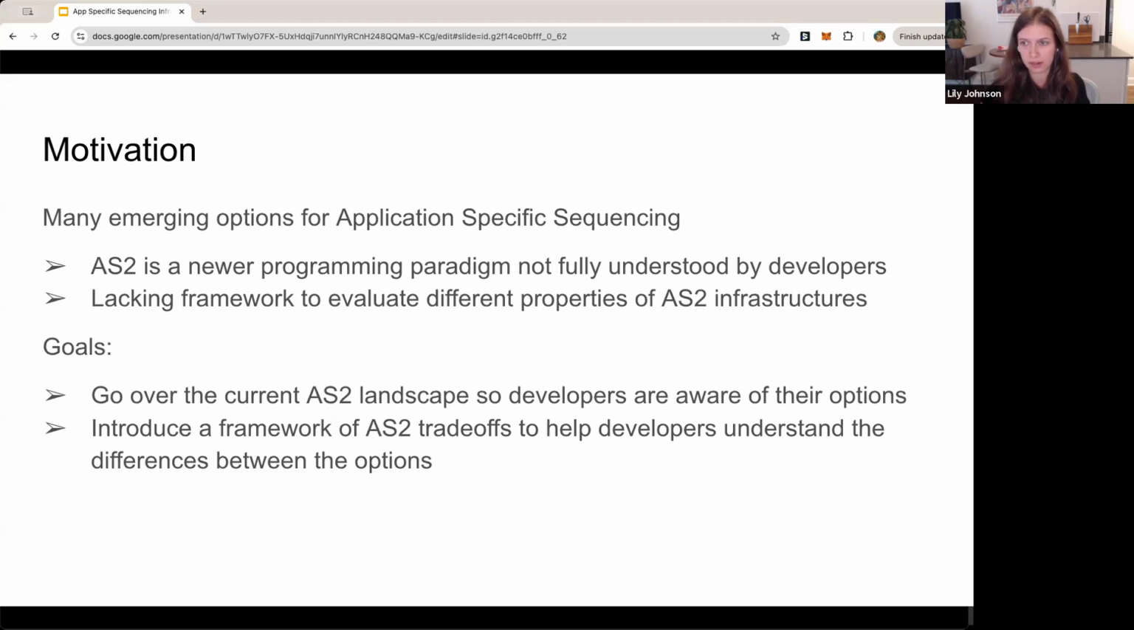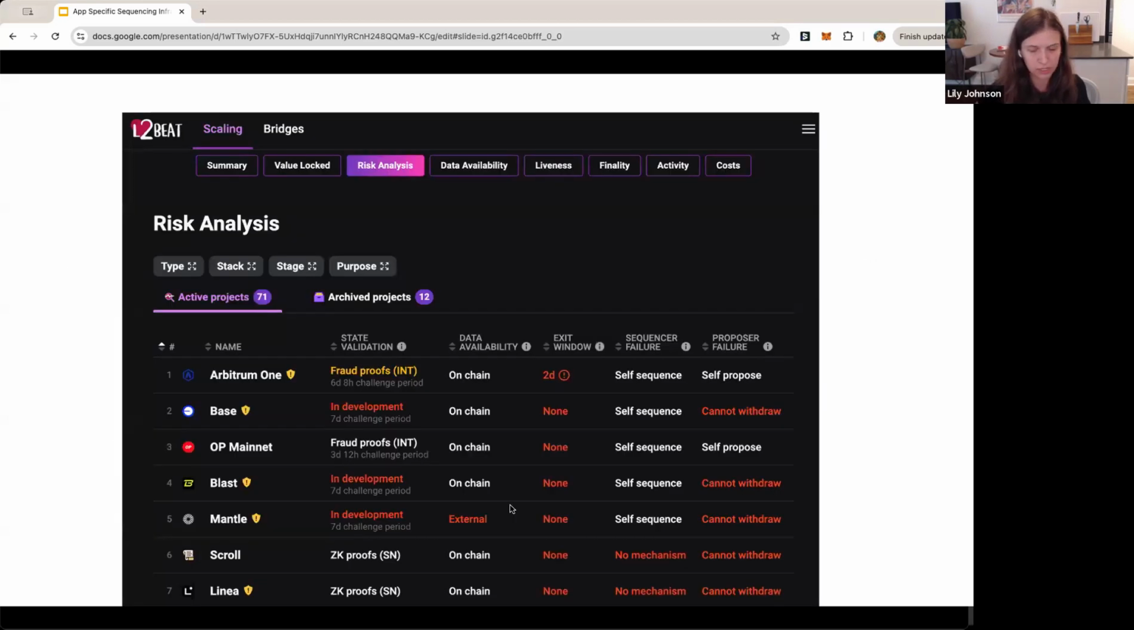A lot of this thought was based on L2BEAT, which I think is a great framework for evaluating the different risks and infrastructure trade-offs that rollups make. So the goal of this presentation is to start on a framework that we developers can use to evaluate application-specific sequencing infrastructures.